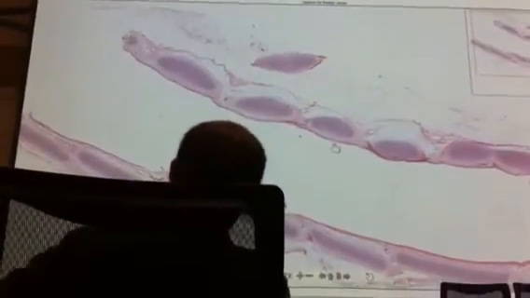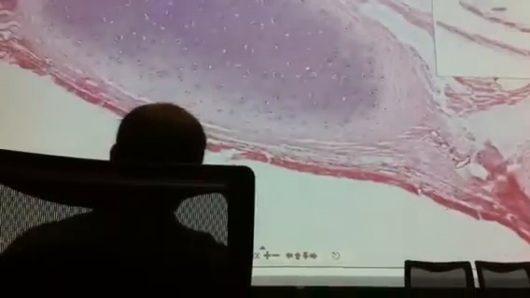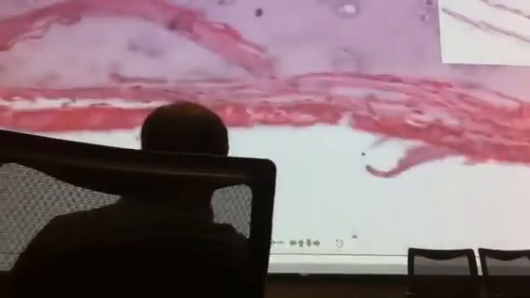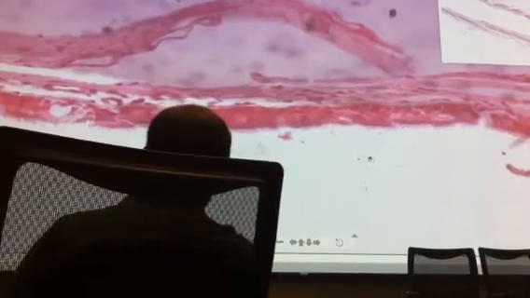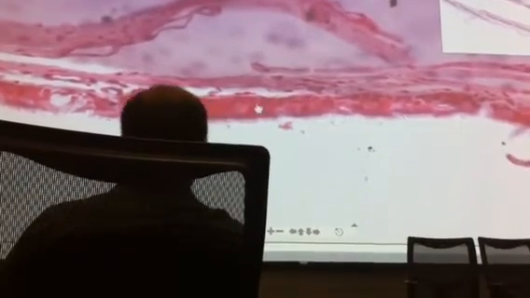This one's pretty much the same. We don't have to spend much time on this one. This is just the trachea itself. And again, you've got the cartilage and stuff. This one is not a great example of the pseudostratified epithelium. You can see the ciliation. You can see the goblet cells pretty well.